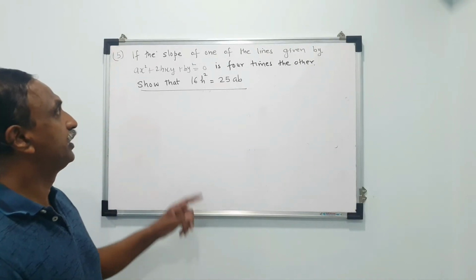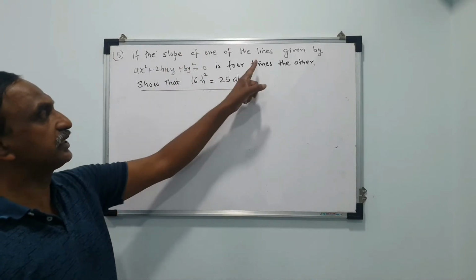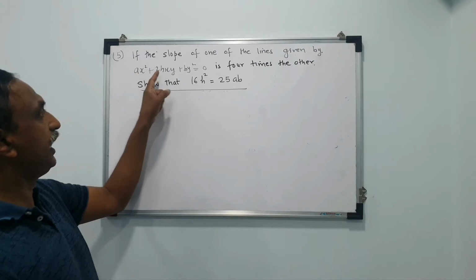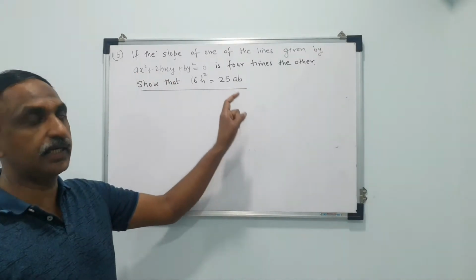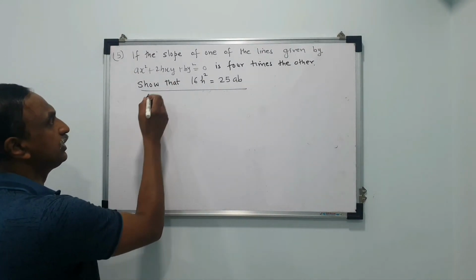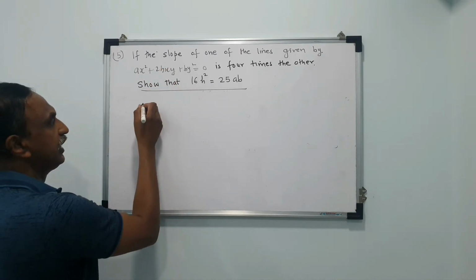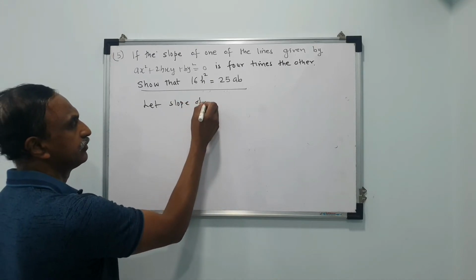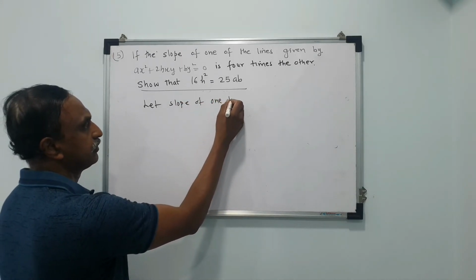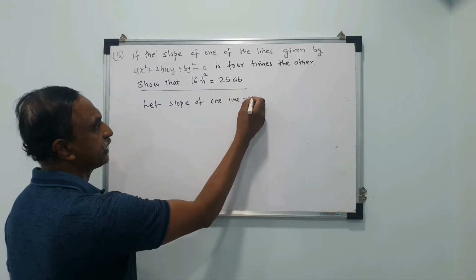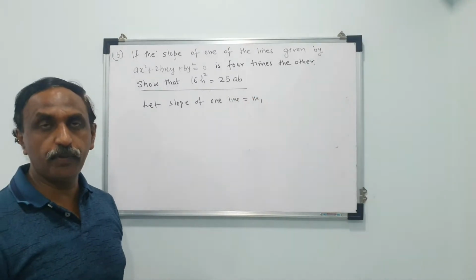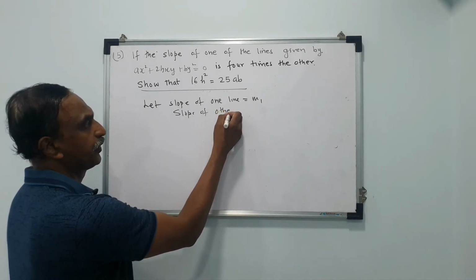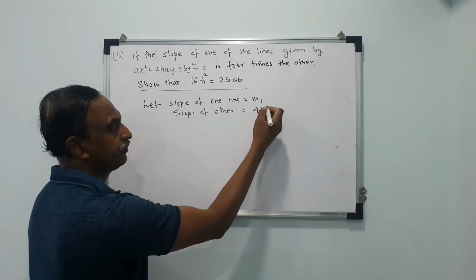In this problem, slope of one of the lines is given to be 4 times the other. Then the coefficients a, h and b should satisfy this condition. So let's have a look. Slope of this line is m1. So let the slope of one line be m1. Then the slope of the other will be 4 times it.